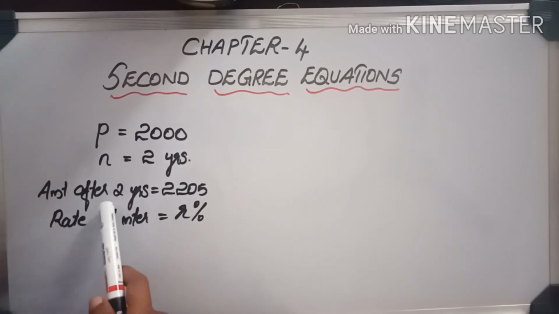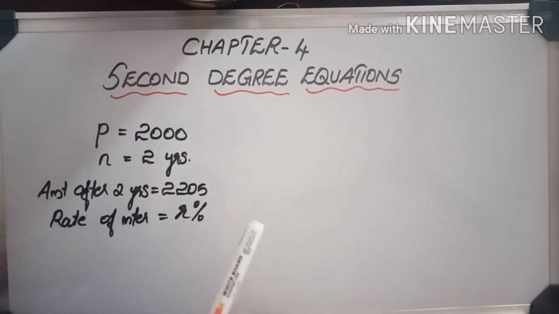Now the amount after 2 years, compound interest. Compound interest means interest is calculated in each and every year, compounding annually. So 2205 is the amount after 2 years, including interest. Now the rate of interest we can denote as R percentage. Here we need to find R, the rate of interest.